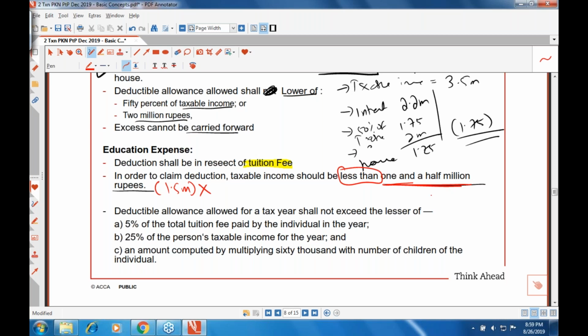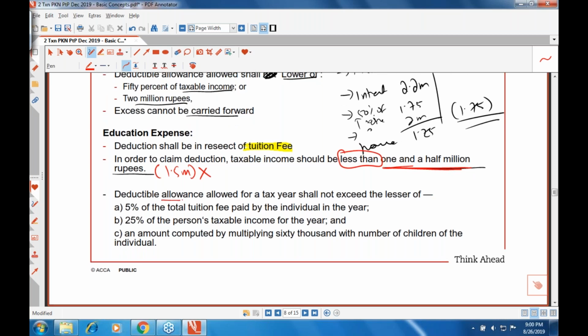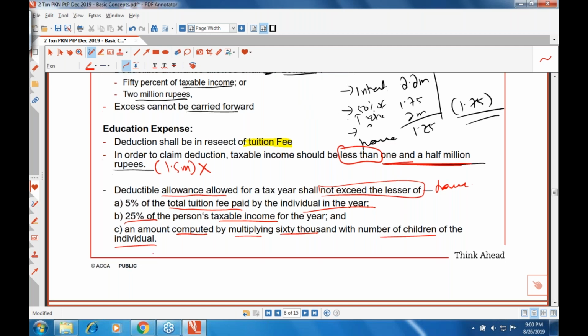Now what next? The deductible allowance will be the lower of these: 5% of total tuition fee paid by the individual in the year, or 25% of your taxable income for the year, or an amount computed by multiplying 60,000 with the number of children of the individual. Now, what exactly do you mean by all this? So let's try to understand.